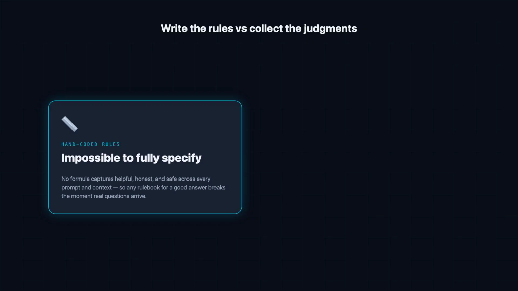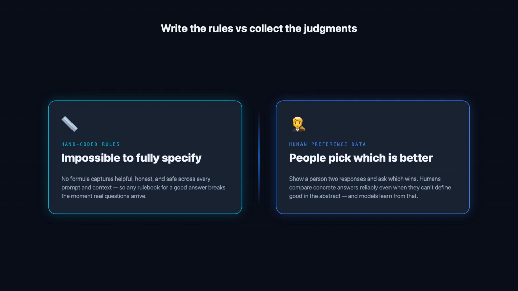Teams have tried, and the guidelines just balloon into hundreds of pages while still missing the cases that actually matter. Human preference data takes the opposite route. You show people two candidate responses to the same prompt and simply ask which one is better. People struggle to define good in the abstract, but they are remarkably reliable at comparing two concrete answers, and that relative judgment is something a model can actually learn from at scale.